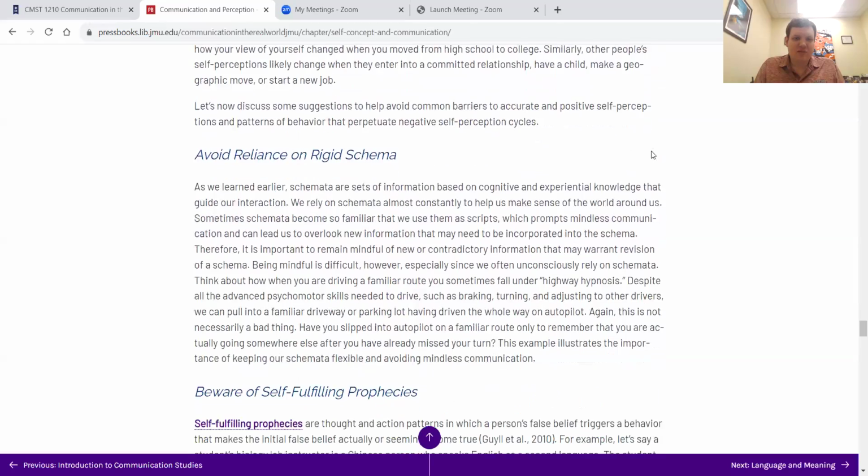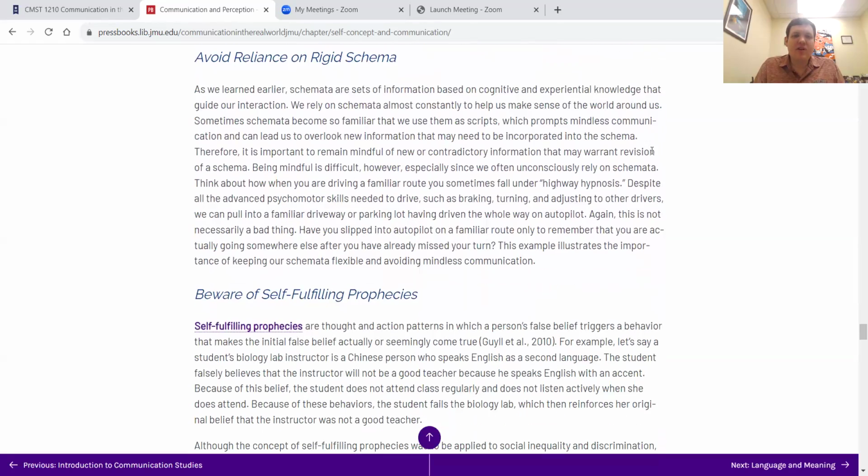So that's how you can improve it. Other ways you can improve it is to avoid reliance on rigid schema. So the schemata are sets of information based on cognitive and experiential knowledge that guide our interaction. Sometimes we have very rigid ways to fit things together when we're organizing the information and interpreting it.